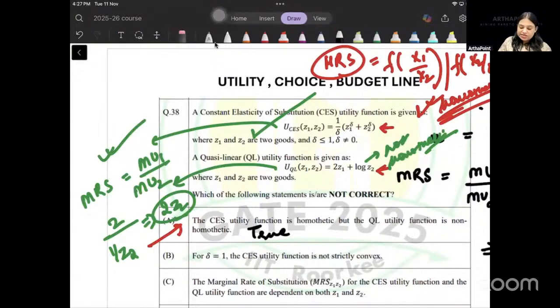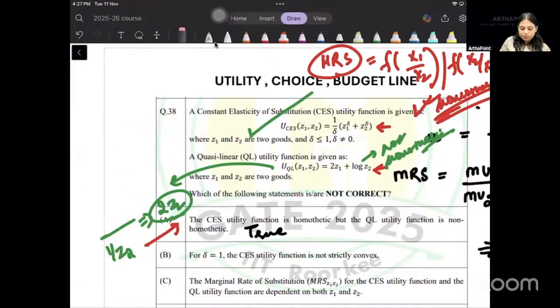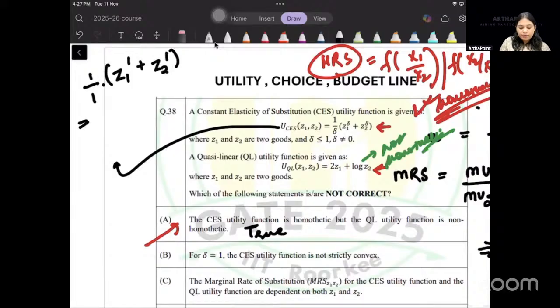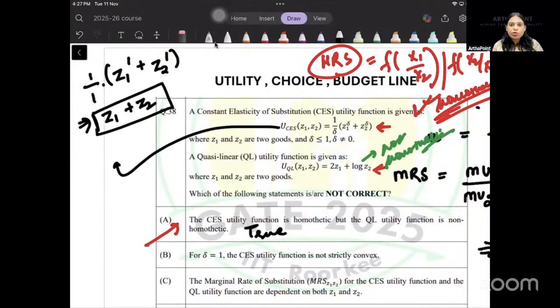So, look, very simple. You plug delta as 1. So what will you get? 1 by 1, z1 to the power 1, z2 to the power 1. Meaning you will get z1 plus z2. This is a line, right? So if it is a line, it is both concave and convex, but neither strictly concave nor strictly convex. Concave and convex it is, but not strictly concave or strictly convex.